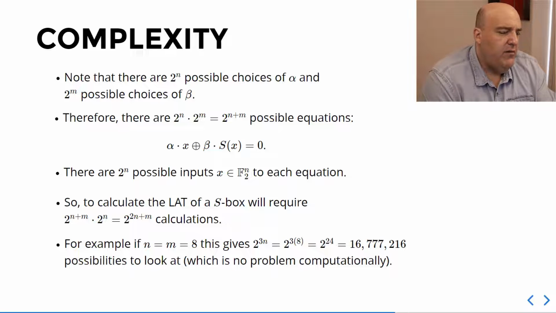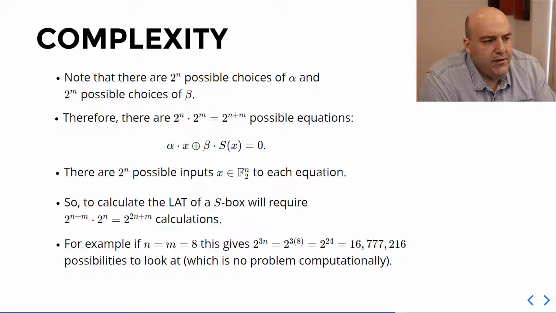Now, why don't we look at the complexity of this? We know that there's 2 to the n possible choices of alpha and 2 to the m possible choices of beta. So in total, there's 2 to the n times 2 to the m, which equals 2 to the n plus m possible equations to look at, right? And remember, we have to go through every element x in F2n. So we have 2 to the n plus m equations and 2 to the n possible solutions to look at, which gives us 2 to the power of 2n plus m.